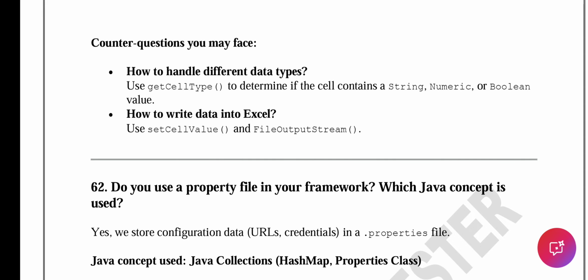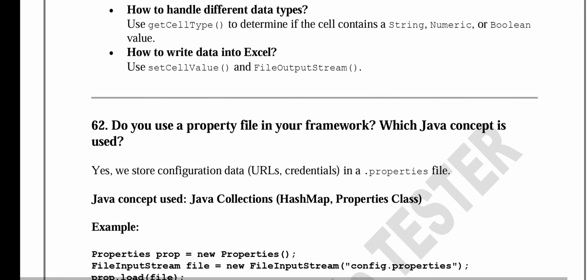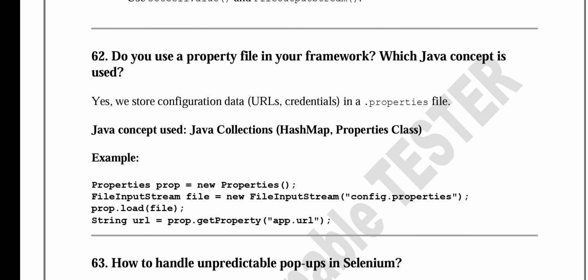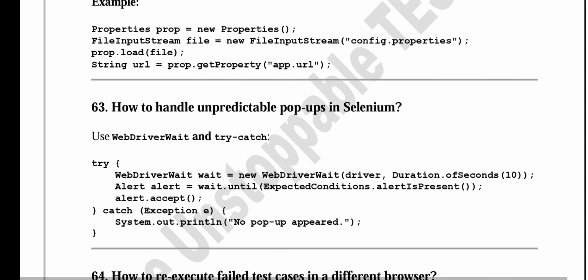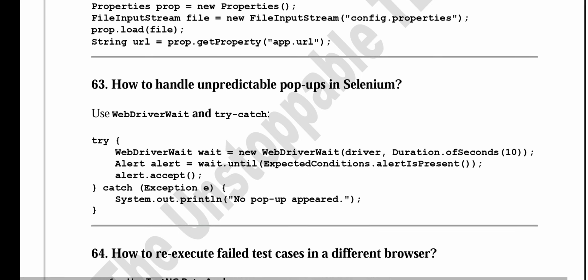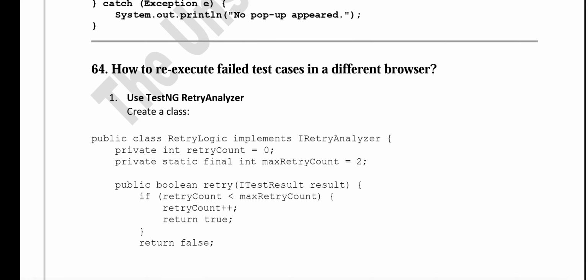Okay. These are the counter questions to the previous question. How do you handle the different data types and how to write the data into the Excel sheet? Okay. And do you use a property file in your framework? Which Java concept is used? How to handle unpredictable pop-ups in Selenium? How to re-execute failed test cases in a different browser?